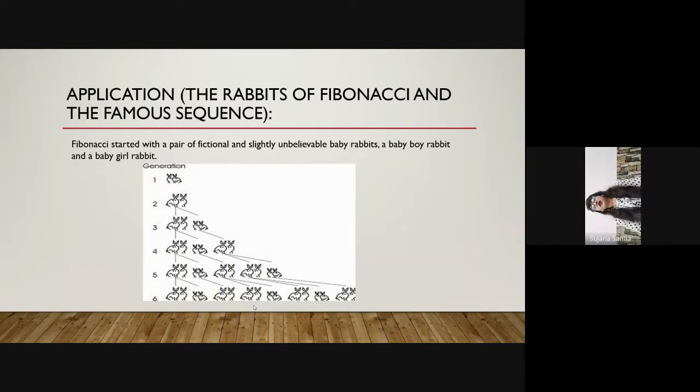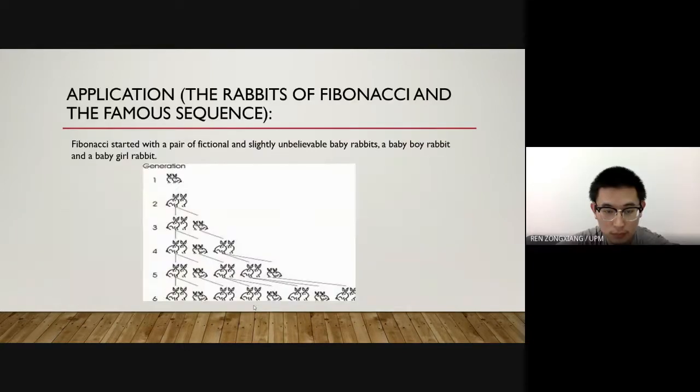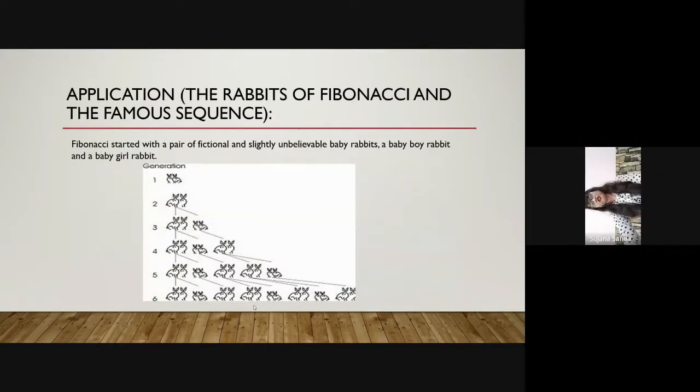We can see that the Fibonacci problem starts with a pair of fictional and scientifically unbelievable baby rabbits, a boy baby rabbit and a girl baby rabbit. If we describe the generation of this, we find that they are fully grown after 1 month and do what rabbits do best. The next month, two baby rabbits are born. The next month, their babies are fully grown, and the first pair has two baby pairs, girl and boy.